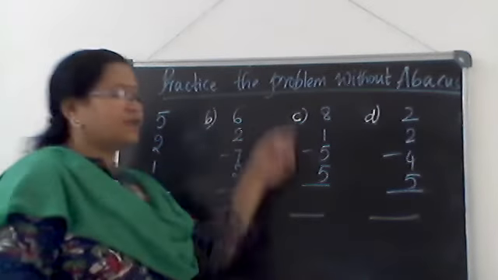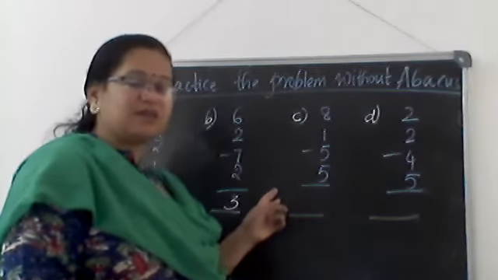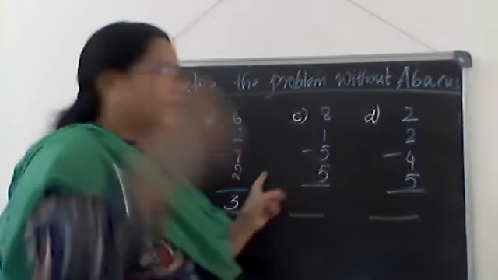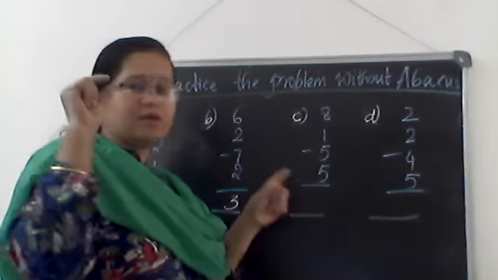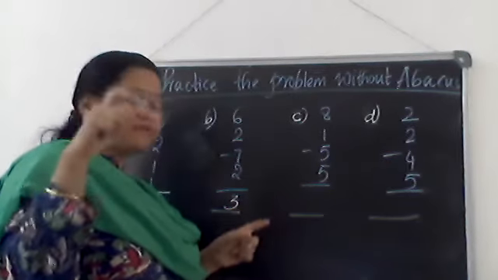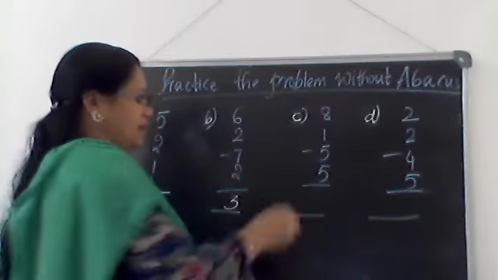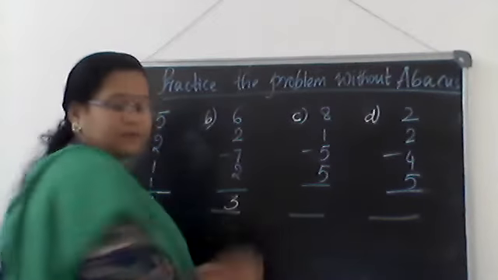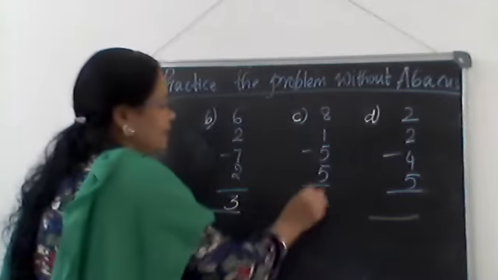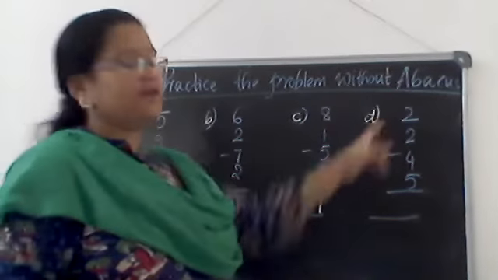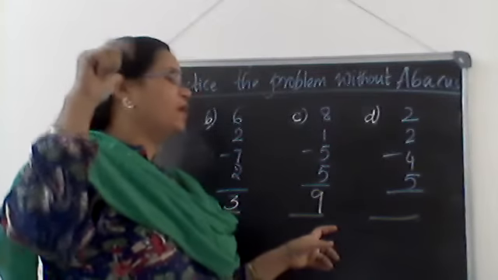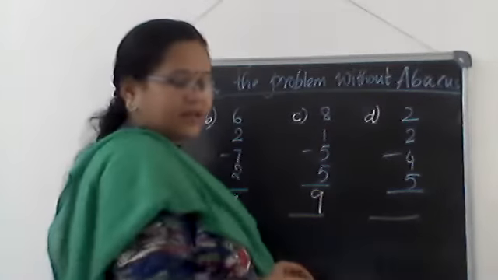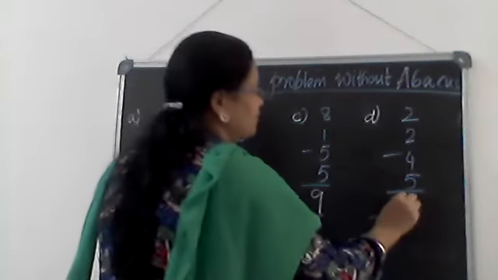Next, the same way, close your eyes. Imagine the abacus tool in front of you. 8 is again butterfly finger. 1 minus 5 plus 5. So what answer will you get? You will get 9. The same way, 2 minus 4 plus 5. So what answer will you get? You will get 5.